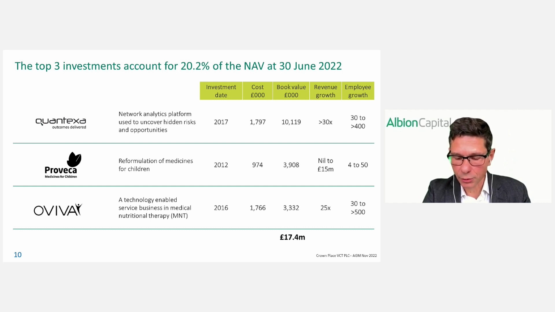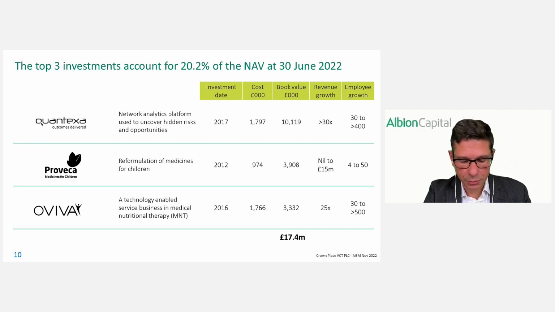We have invested in total approximately 1.8 million from Crown Place VCT into the company, and the book value at the year end was 10.2 million, so a significant increase. During that period, revenue grew over 30 times, and the number of employees grew from 30 to over 400. Over the years, Quantexa has raised several rounds of funding, in total approximately $240 million. However, because we backed it early and we continued to follow in subsequent rounds, Albion still owns across all of its funds in excess of 10% of the company, has a significant influence and retains a board seat.